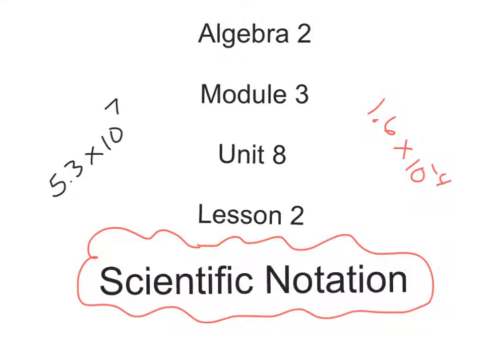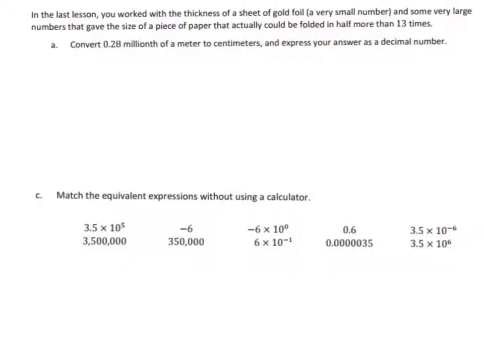Alright, welcome to Algebra 2, Module 3, Unit 8, Lesson 2, Scientific Notation. You should know this from years past. So, we're going to look back at the last lesson, and this one's about the thickness of a gold sheet of foil being folded up.